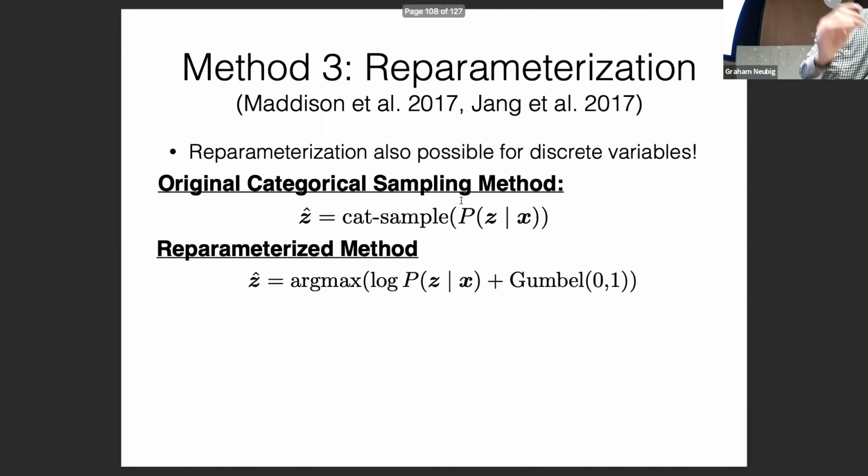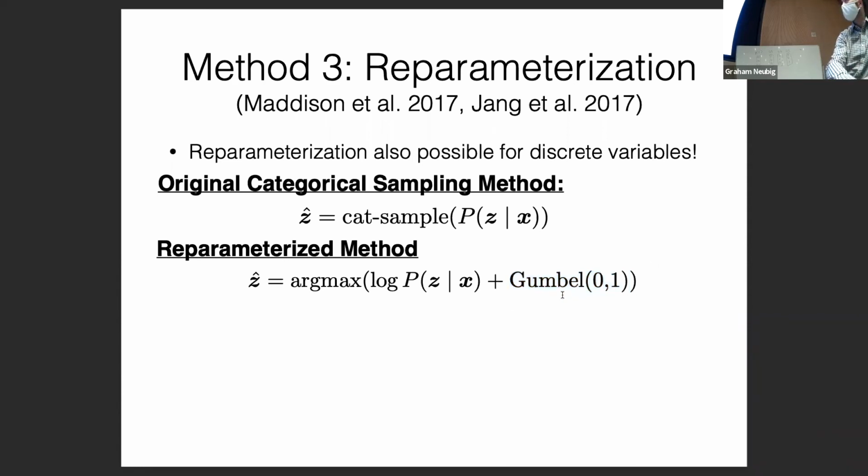However, we can do reparameterization. The way the reparameterization works is we now have an argmax where we take the log probabilities here, and then we add Gumbel noise here. Gumbel noise is basically, if I remember correctly, you sample from the uniform distribution, and then you take the negative log of the negative log, or something like that.